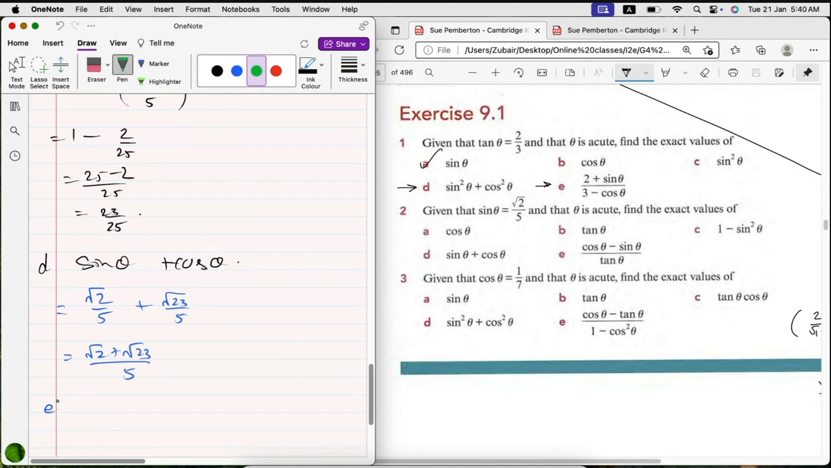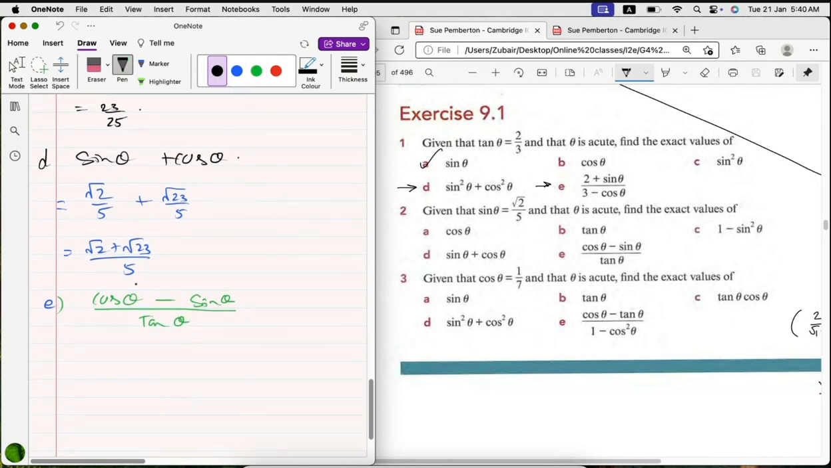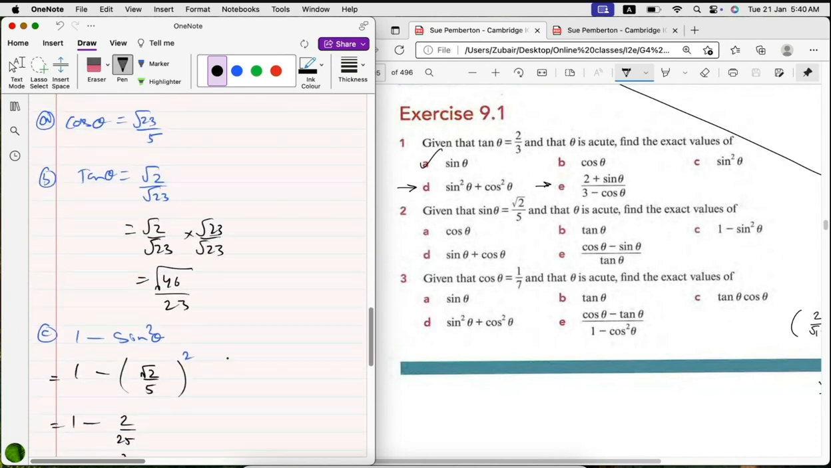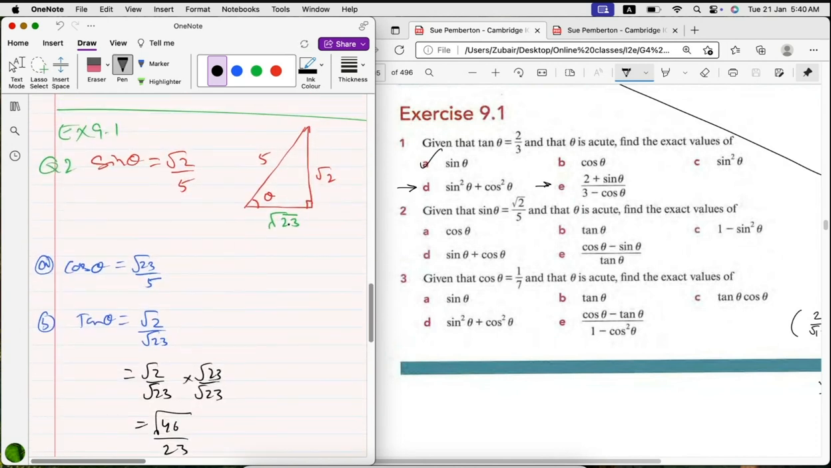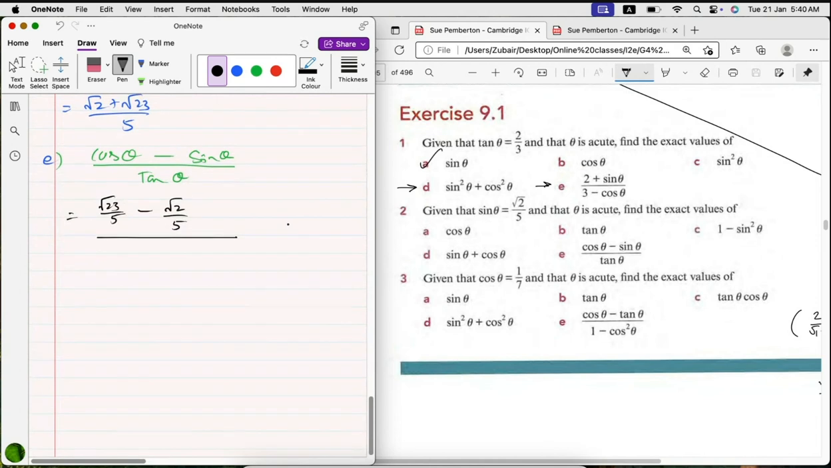E part is cos theta minus sine theta over tan theta. I'm picking up some values from the screen. This cos theta is square root 23 by 5, sine theta is square root 2 by 5, and tan theta, going back to the original diagram, is square root 2 by square root 23.